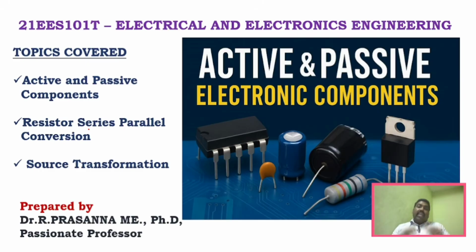Right, we can also say in a different way, that is, if any component is able to provide an average power for an infinite time duration, then that is called an active component. Whereas a passive component will not be able to supply energy or power for an infinite time duration, that is called a passive component.